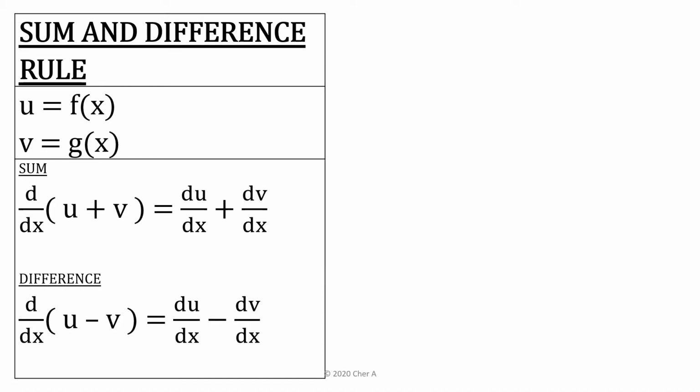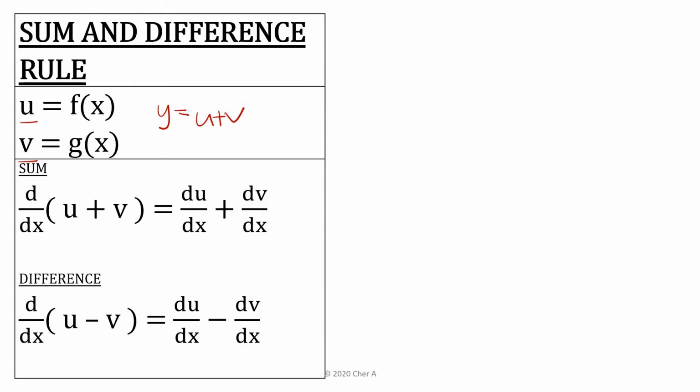Now let's look at the third rule, the sum and difference rule. So in your question, you will see two functions of x. They will either be added together or one minus the other. So u and v are both functions of x. So it can be f(x) and g(x). So when they are added together, you will see in your question u plus v.